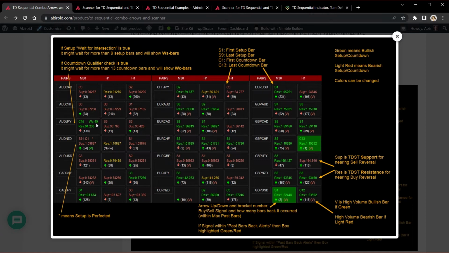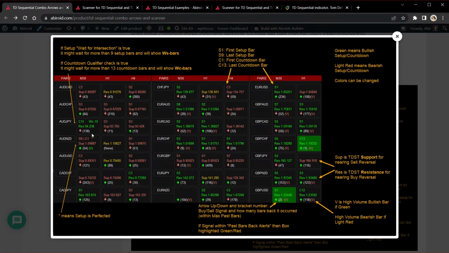So if you get this symbol, W means waiting, and this will show the total number of bars since the countdown had first started. Now you'll note that the countdown doesn't need to be sequential, so this number will most likely be higher than the actual countdown number.